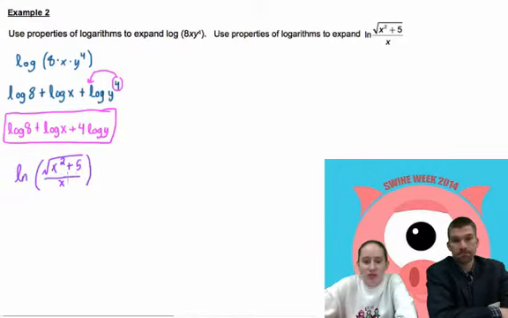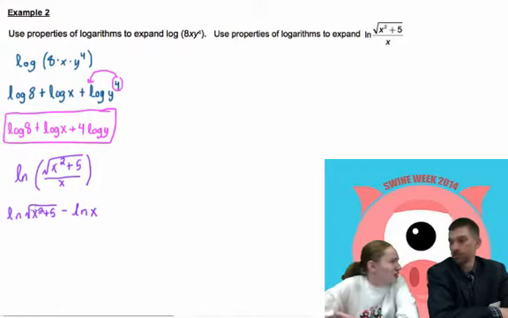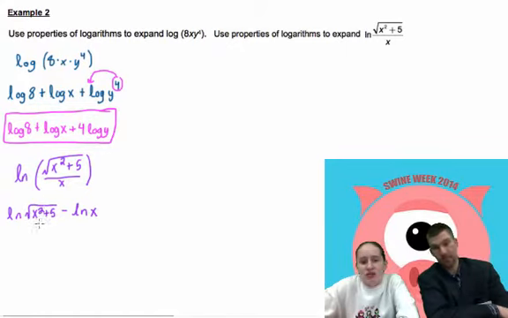And then we are dividing here, so we need to separate. The top goes in for the first one, top, and then minus the bottom. And then on this square root of x squared plus 5, rewrite it with an exponent. What exponent is the square root? It's going to be a 1/2.